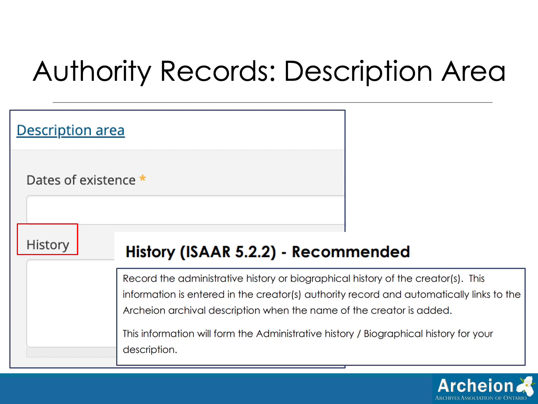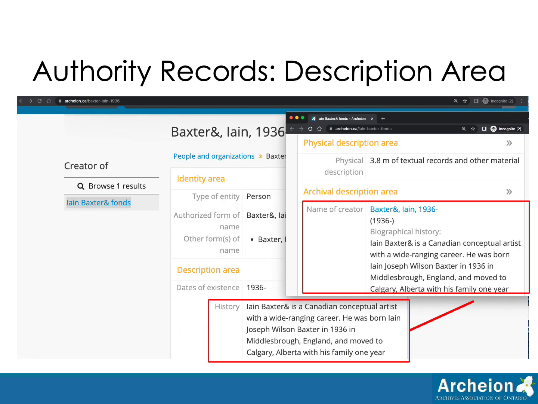The history field for your authority record is actually where you form the administrative or biographical sketch of your archival description. So when filling in this form, you can refer to ISAAR 5.2.2 as well as the Rules for Archival Description 1.7B section. And this slide just shows that when you connect an authority record to an archival description, you'll see the information that you added in the authority record history field displaying on the corresponding archival description. It does not display if you add the authority record as a name access point to a description.